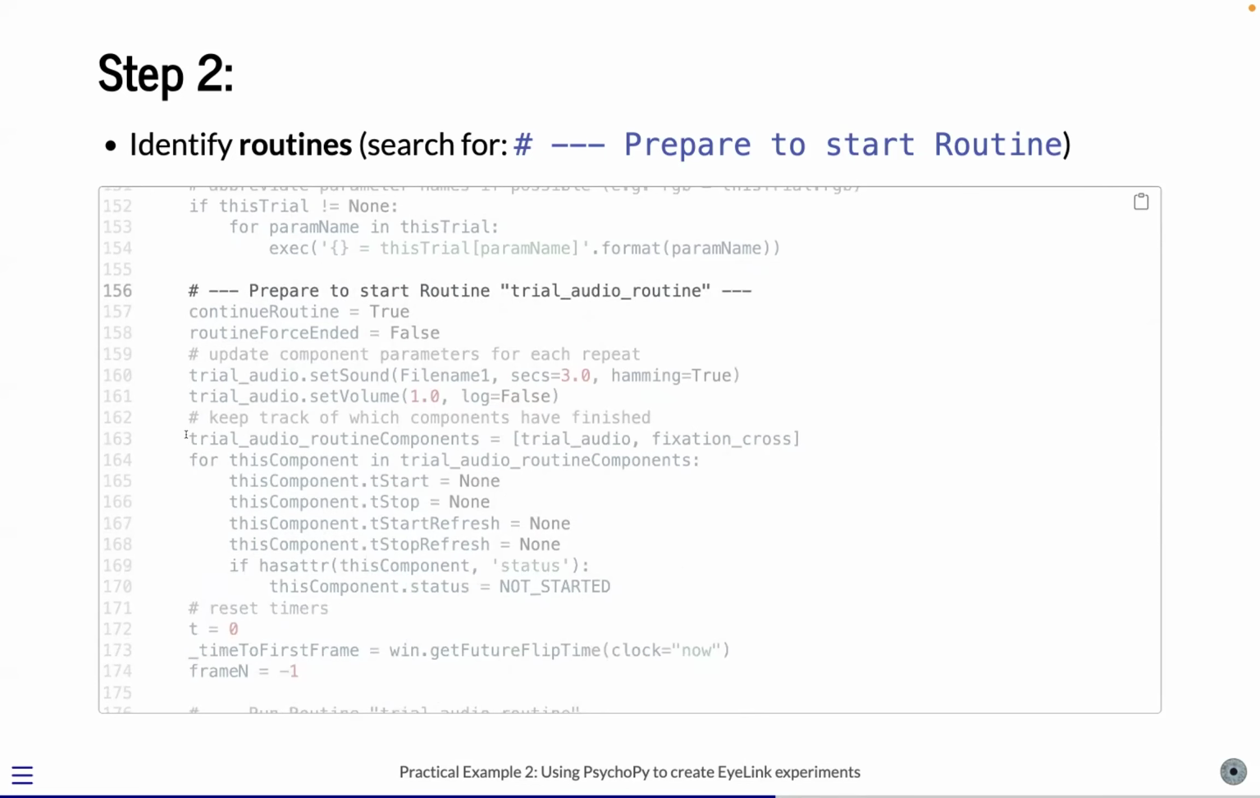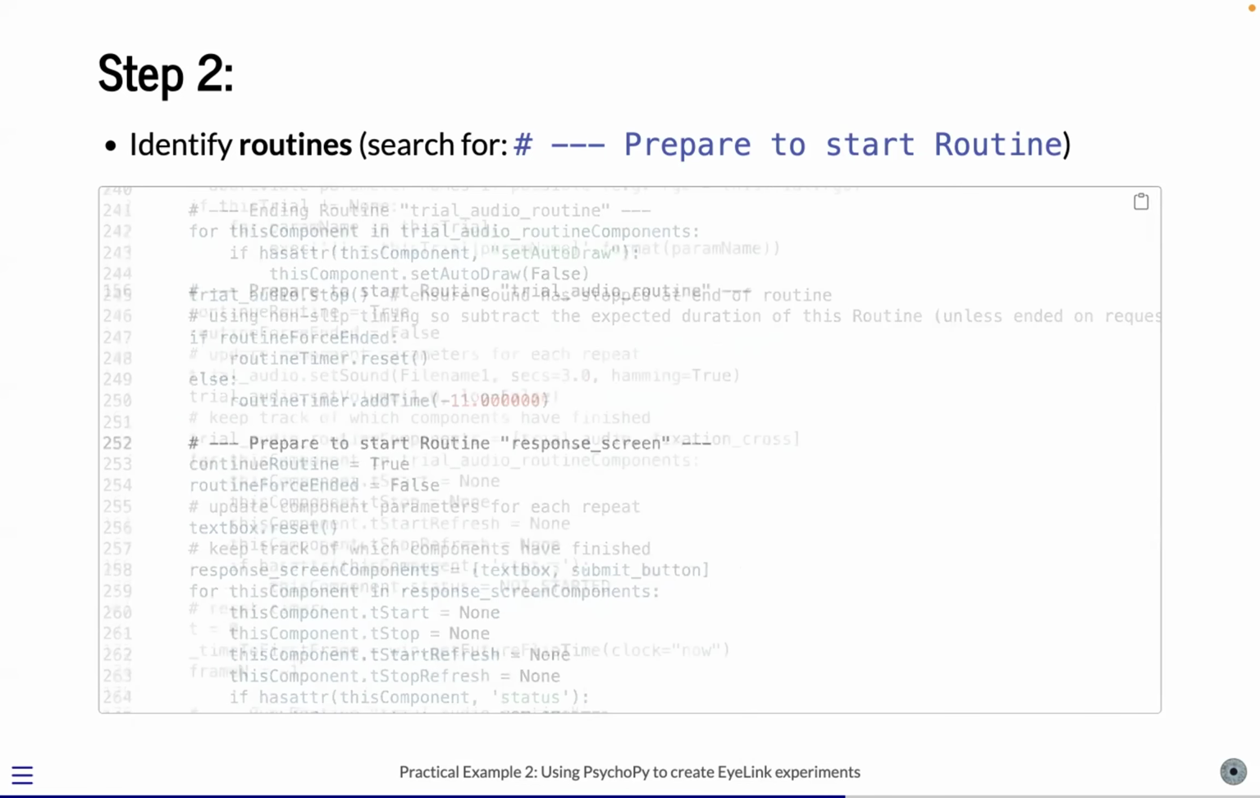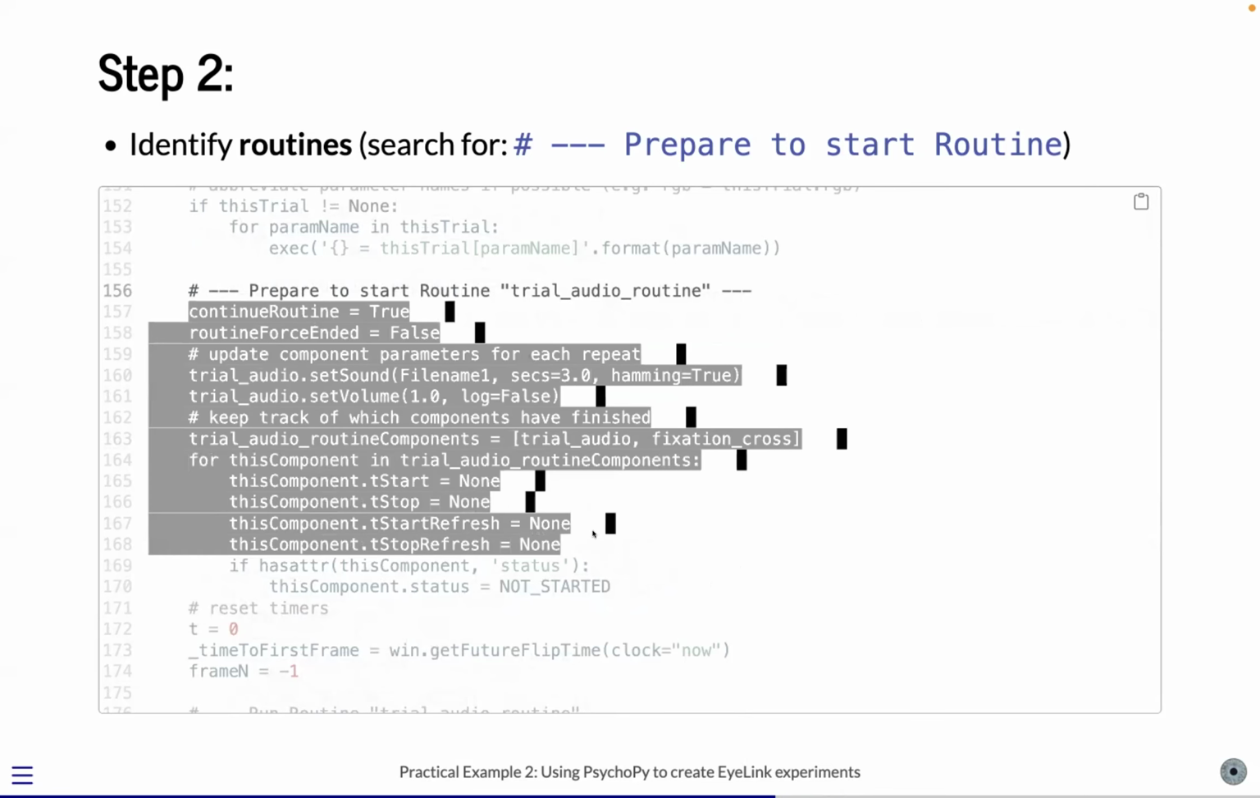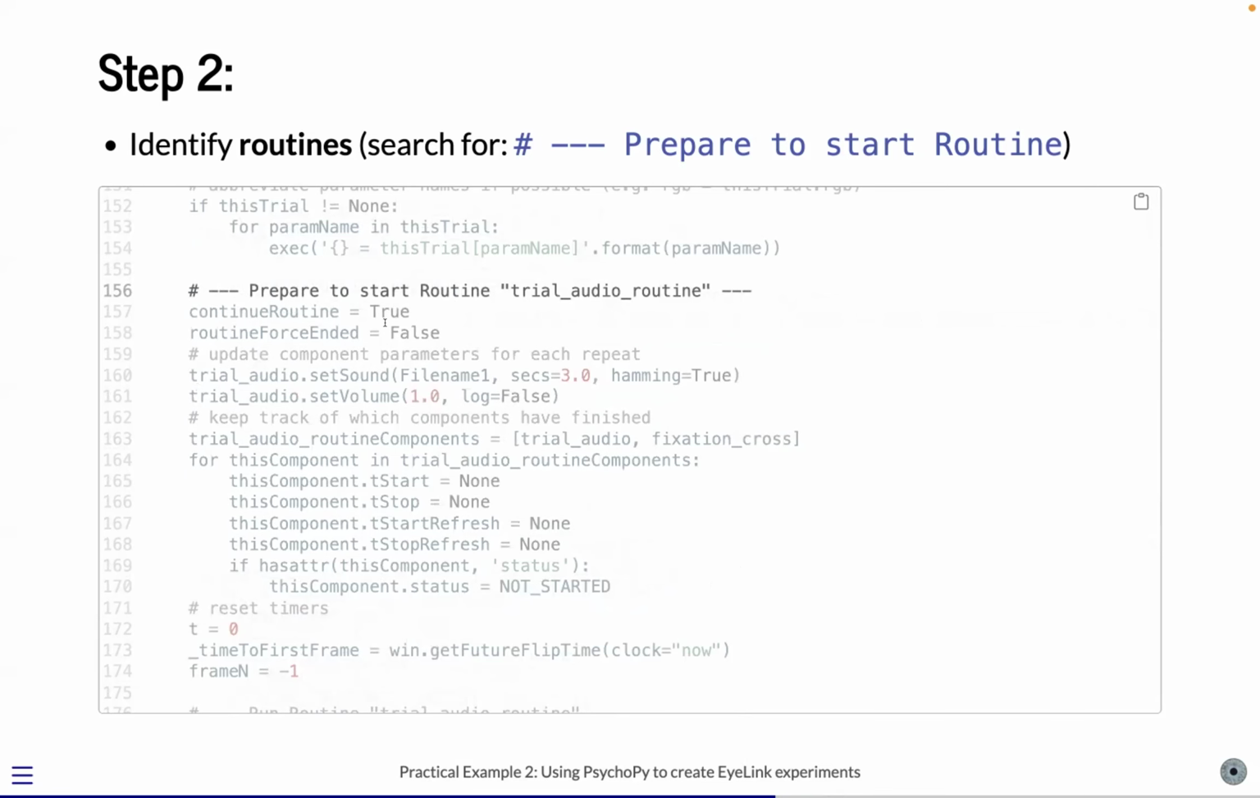This is just jumping between, we have 2 routines. And so we can see they're separated here. There's a whole bunch of code here, and some of it you will see already exists in the sample experiment, so you don't actually need to edit it.